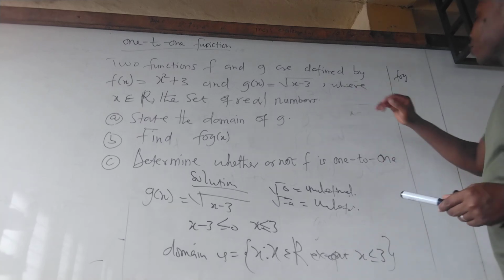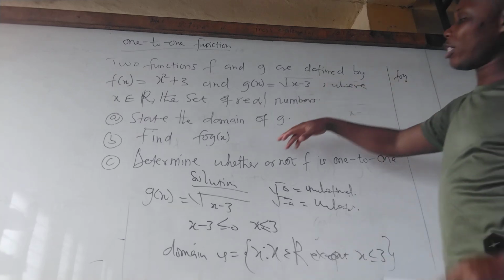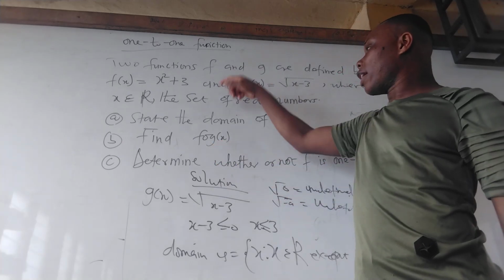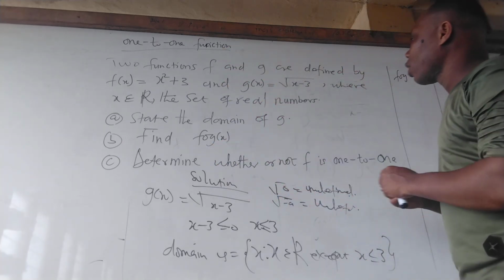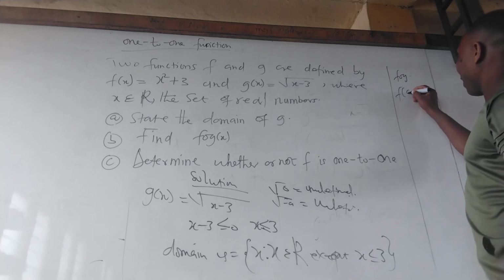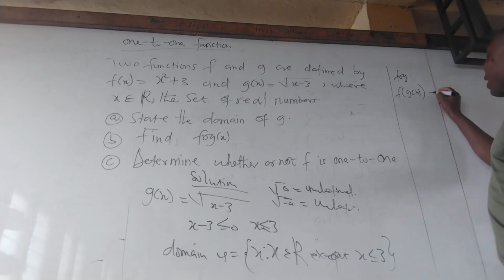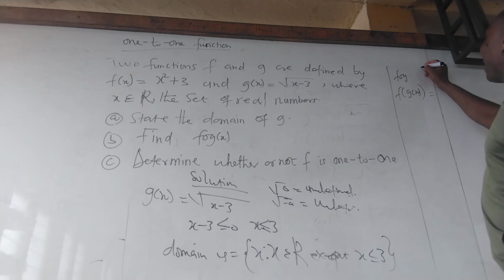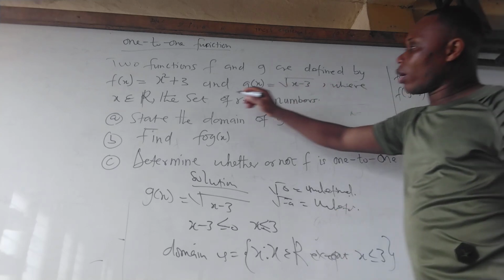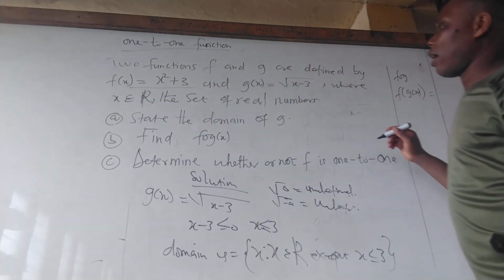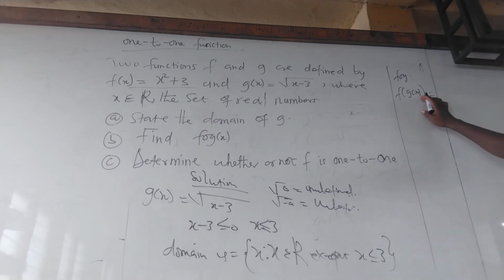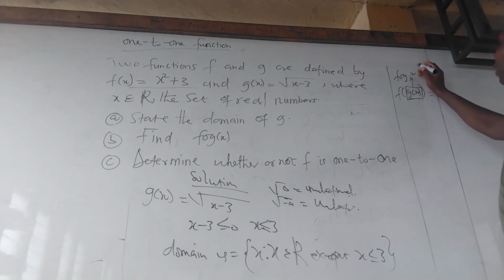So we want to find f of g. It means that we are substituting the function g inside the function f. That's all. So that is f of g of x. And that is going to give us, where's my f of x? It's here: x squared plus 3. So my x is going to be substituted with the function g. It's going to take all my x in the f of x.